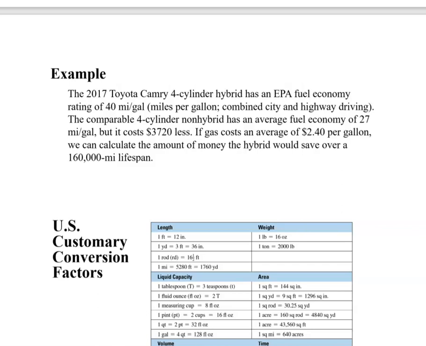The 2017 Toyota Camry 4-cylinder hybrid has an EPA fuel economy rating of 40 miles per gallon. The comparable 4-cylinder non-hybrid has an average fuel economy of 27 miles per gallon, but it costs $3,720 less. If gas costs an average of $2.40 per gallon, we can calculate the amount of money the hybrid would save over a 160,000 mile lifespan.